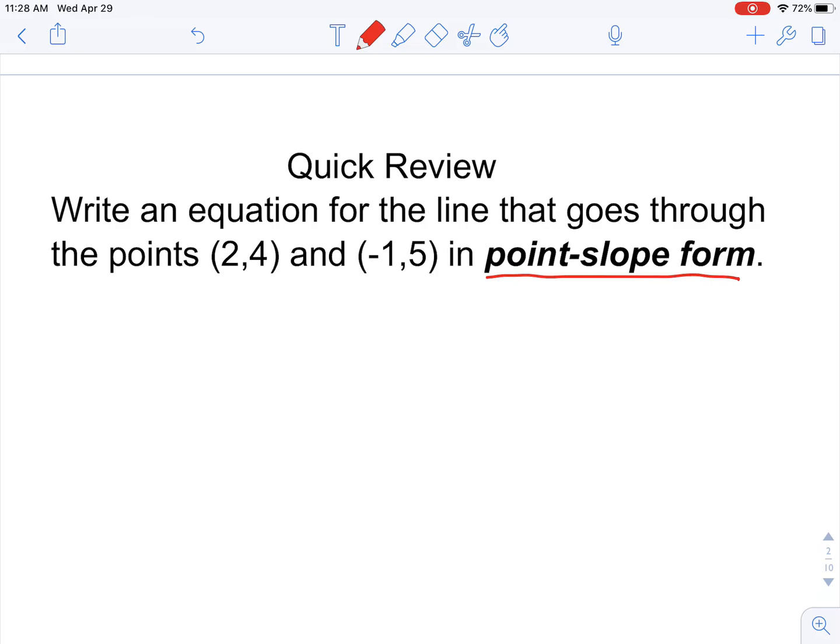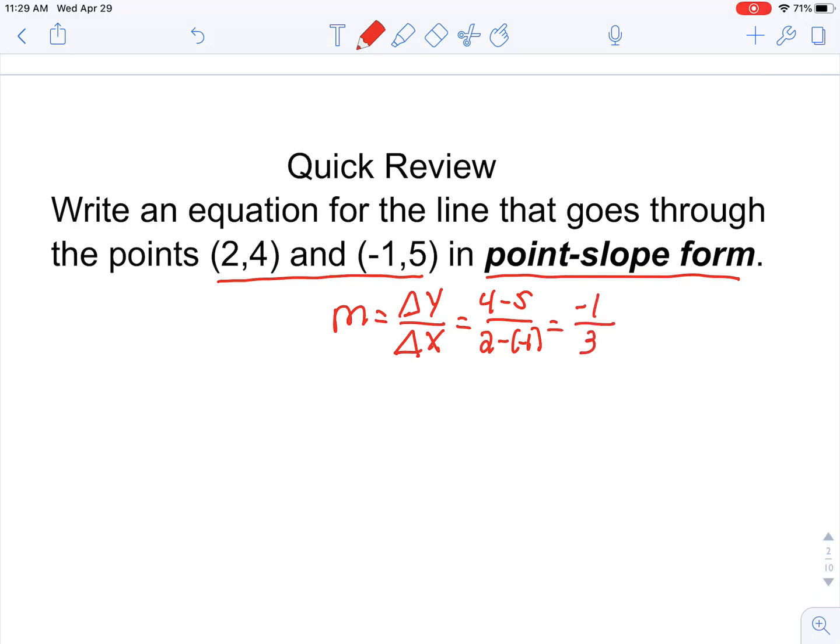If I gave you 2 points on a graph and said write the equation of the line in this form, we would start by simply finding the slope. Now keep in mind, if you are graphing it, you could find the slope by counting on the graph. Otherwise, we'd find the slope by doing our change in y over change in x, which means I subtract the y's and subtract the x's, I'm going to get a slope here of -1 over 3.